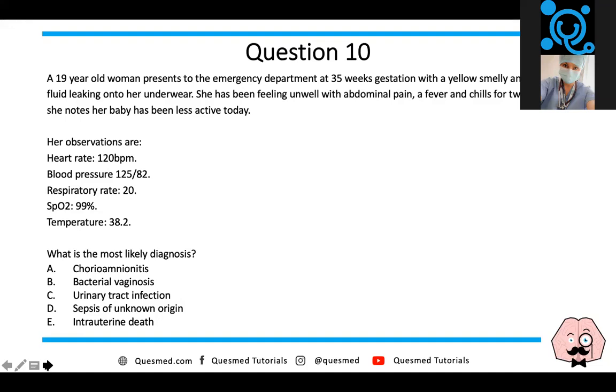Sepsis, yep, she could be heading towards sepsis. She's tachycardic, she's got a fever, but it's not a sepsis of unknown origin, is it? We know the origin, it's pretty obvious where the origin of this infection is, so I don't think it's sepsis of unknown origin. And intrauterine death is a possibility, but she notes her baby has been less active, but not inactive at all. So the correct answer there is, you're right, chorioamnionitis. Well done. So moving on to the next question.